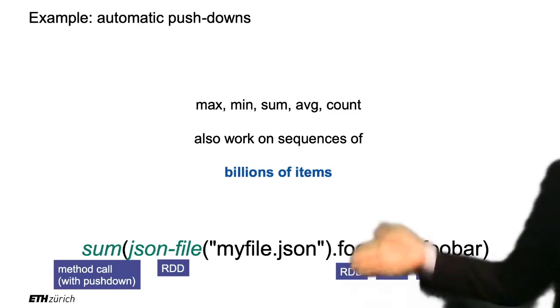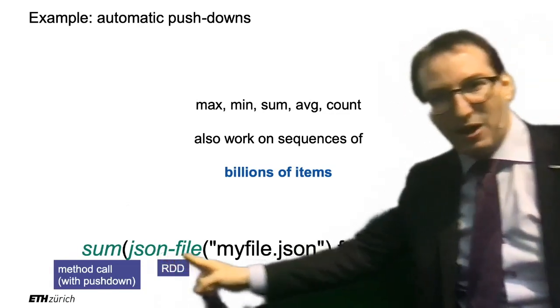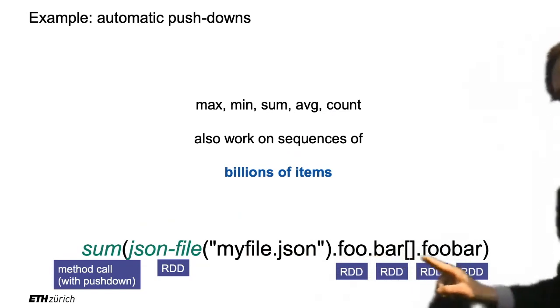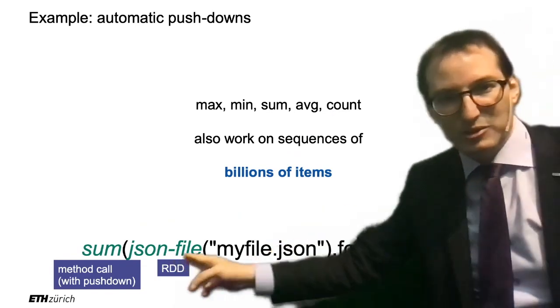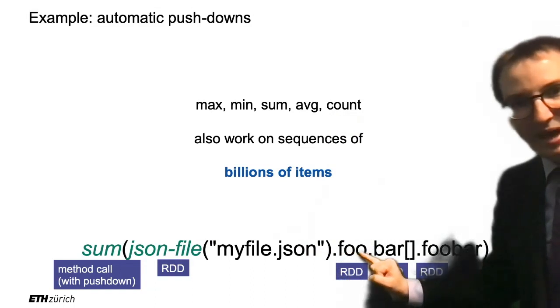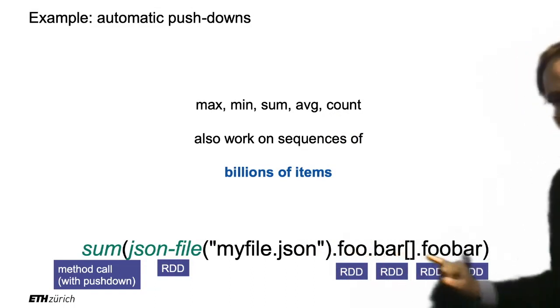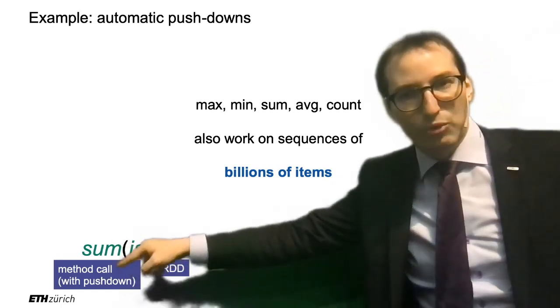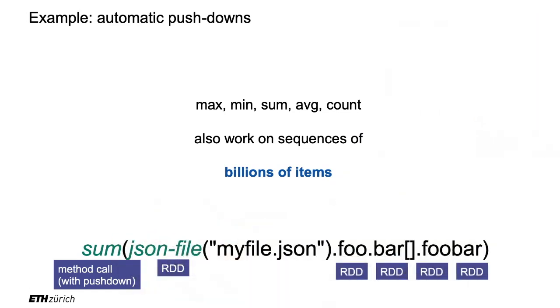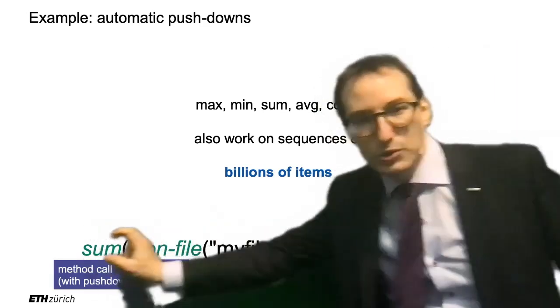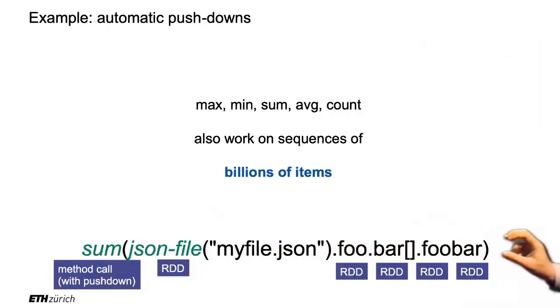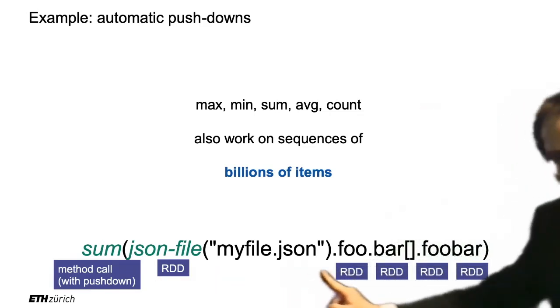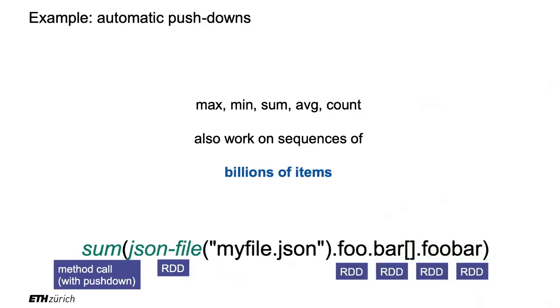So you can try, as a mental exercise, to imagine how this would be done. JSON file foo bar sum, and you will see, okay, JSON file, that's probably an RDD. Here it's an RDD flat map transformation, an RDD flat map, an RDD flat map, an RDD flat map, and here it's a sum, probably a reduce transformation over Spark, and so on. So for the end user, this is just a JSON query returning sequences of items, but behind the scenes, this is everything that actually happens to make it execute very fast.